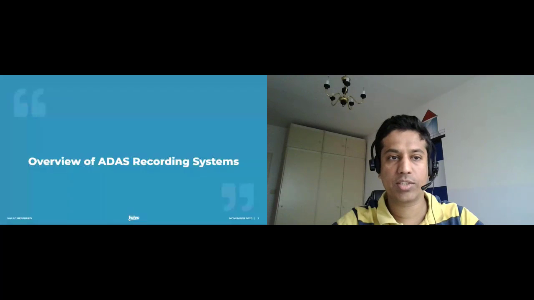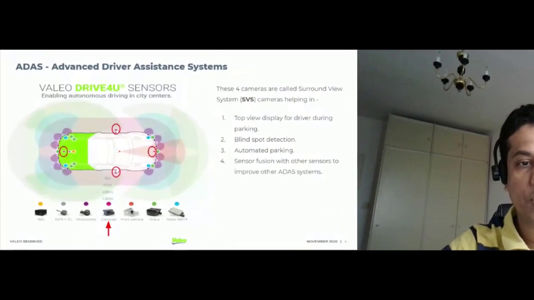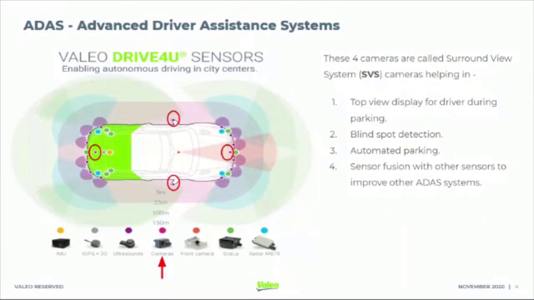So first, what is ADAS? It is Advanced Driver Assistance System. And here I am showing the example of Valeo Drive4U sensors. Here you can see the typical vehicles are nowadays getting equipped with different kinds of sensors like cameras and then Scala radars. And what we are interested in this particular presentation is the 4 sensors that are marked here.